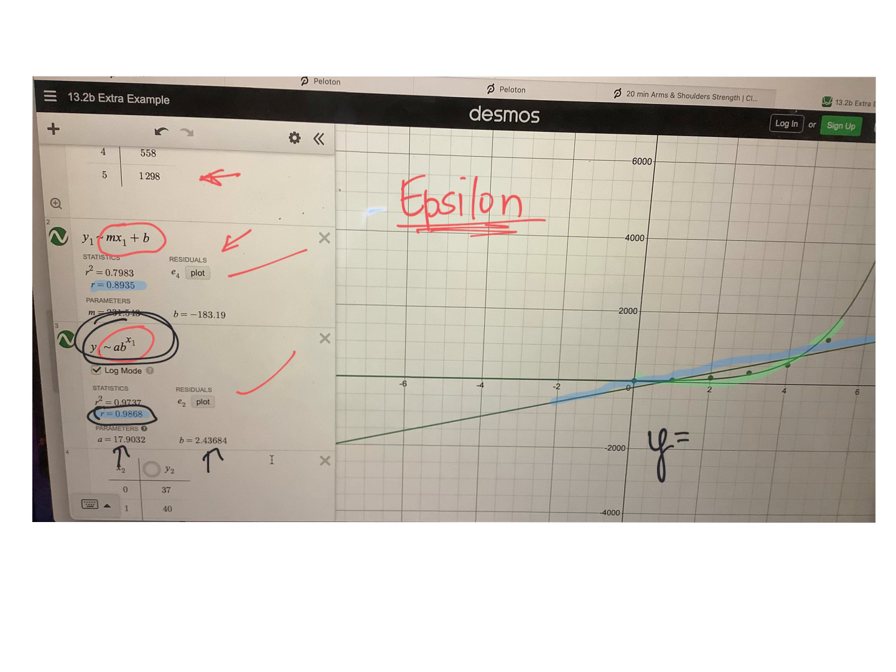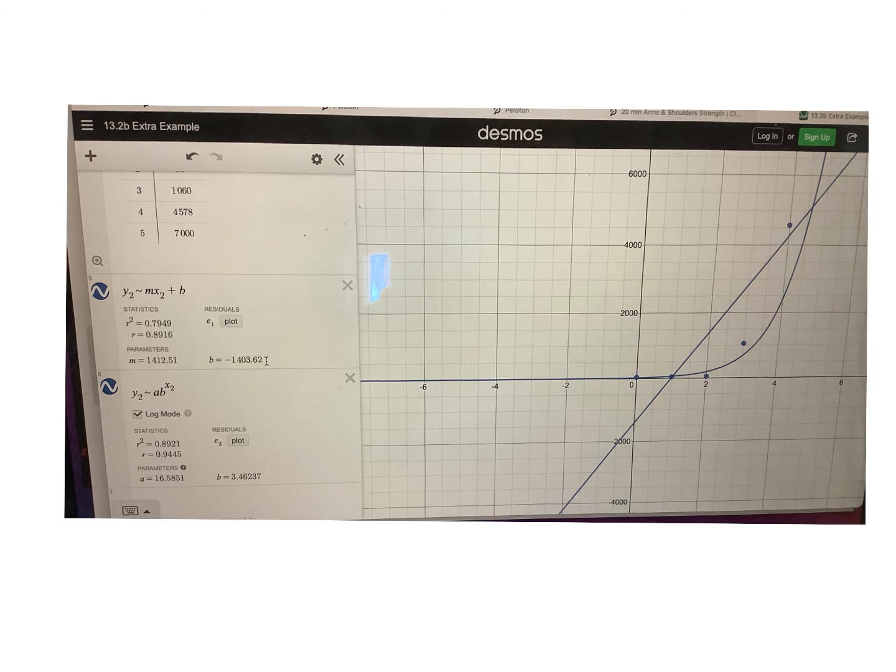So I would say y equals, your starting value is, I'll just round that, about 17.9. Okay, and your B is about 4, to the x power. That is my rule that I would use. And it's pretty strong. That's got a pretty strong residual. So I would say that that is my formula for that one.